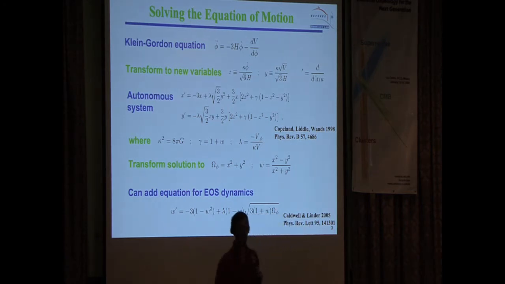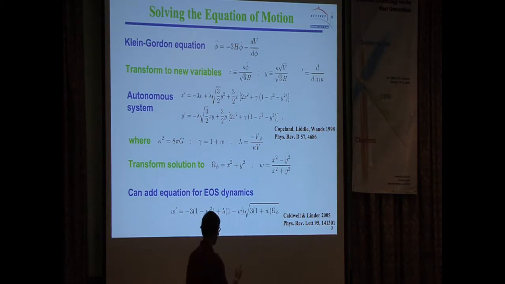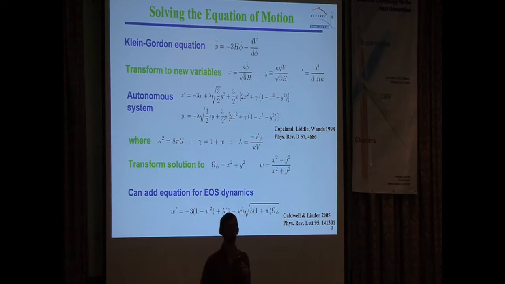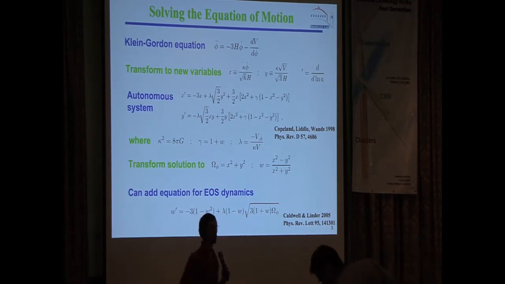So we've talked about the Klein-Gordon equation for the dynamics a number of times, that this is just the Lagrange equation basically for it. Okay, so it's basically like Newton's second law. To solve this numerically on the computer, it's convenient to transform to other variables, basically the square root of the kinetic energy and the square root of the potential, and also to work in terms of a logarithmic time variable, the log of the scale factor. And if you do that, you get a system of equations.